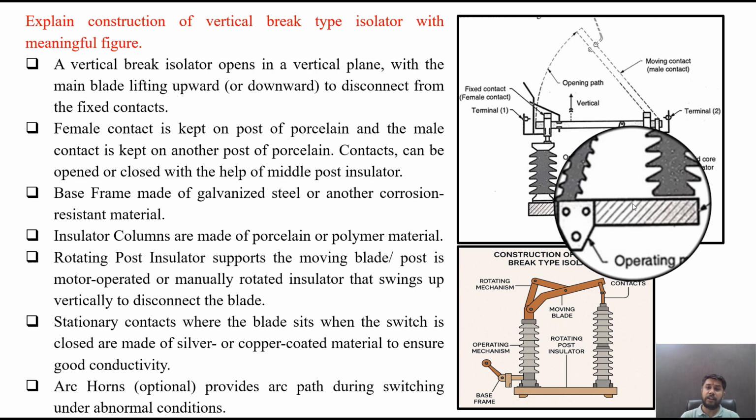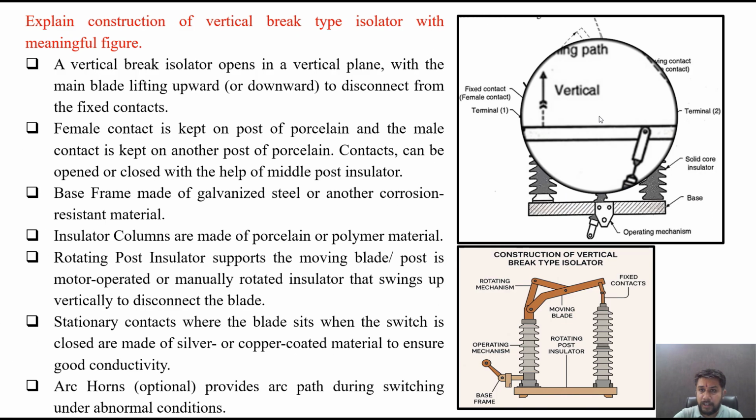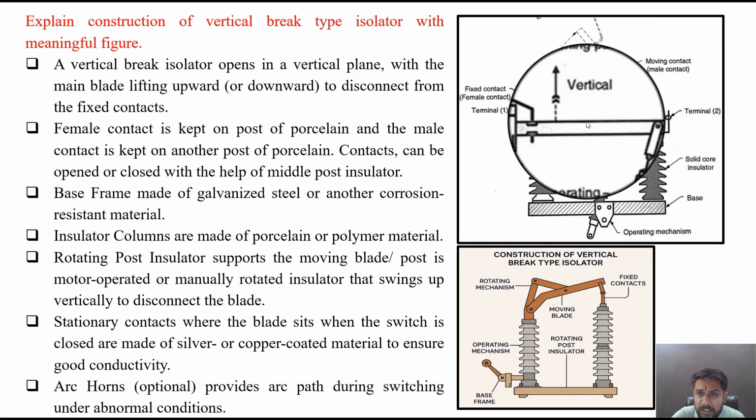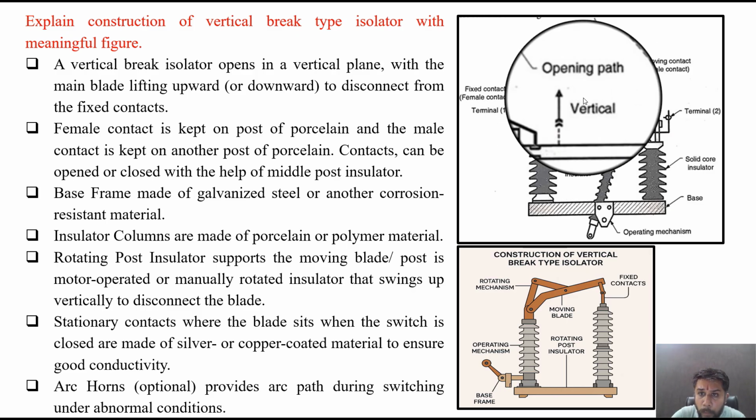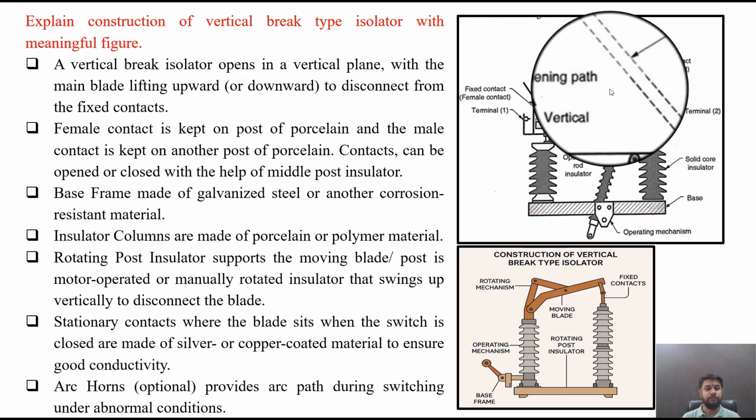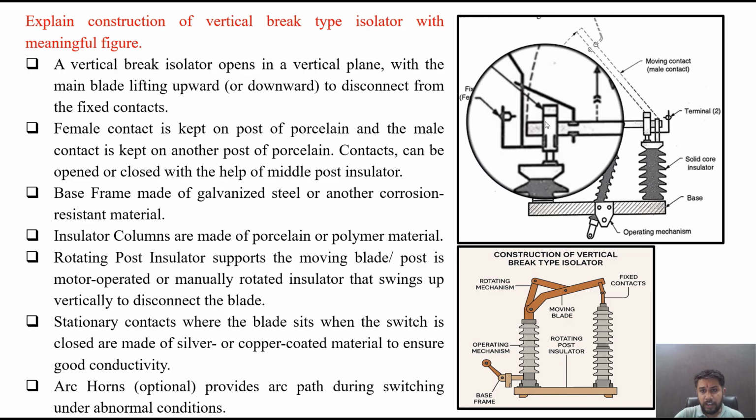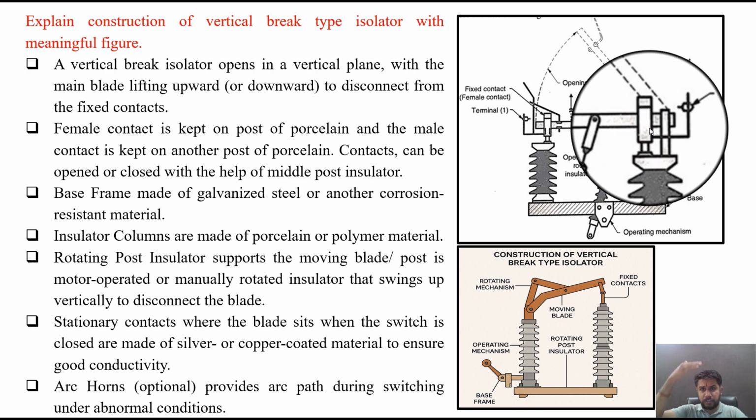Rotating post insulator supports the moving blade, and the moving blade is motor operated or manually operated and swings up vertically to disconnect the blade. So this operates and swings this blade. This is the blade that operates in vertical motion like this. Stationary contacts are where the blade sits. These are the stationary contacts in which the blade is stationed or sits, and they are made of silver or copper coated material to ensure good conductivity.